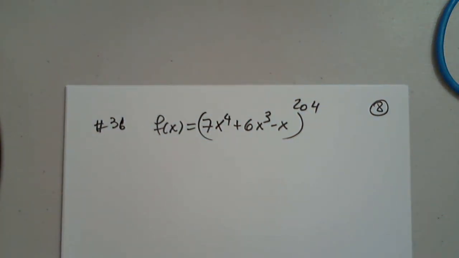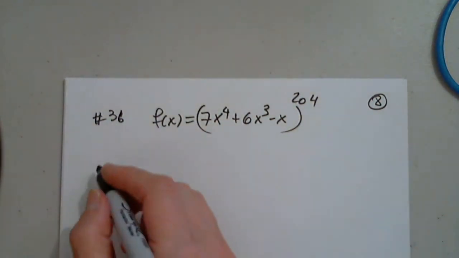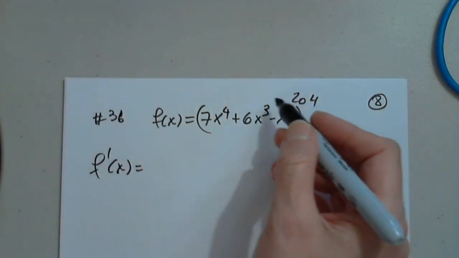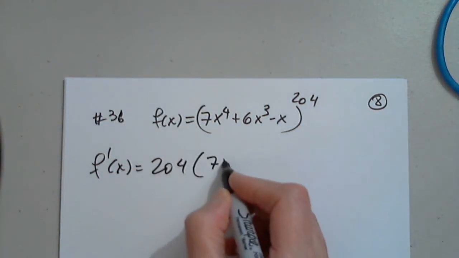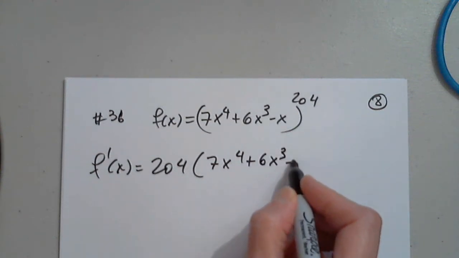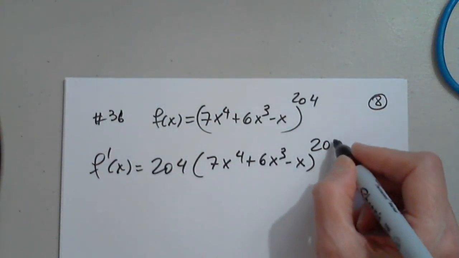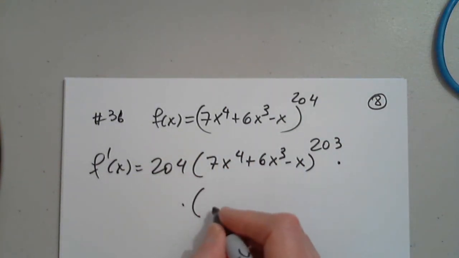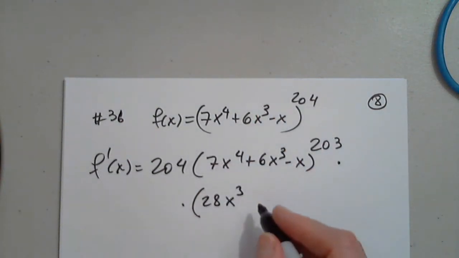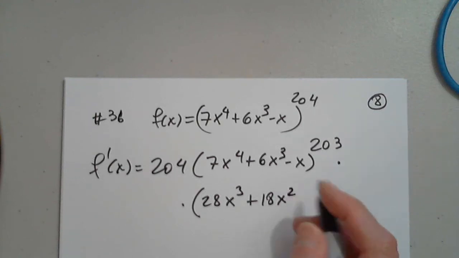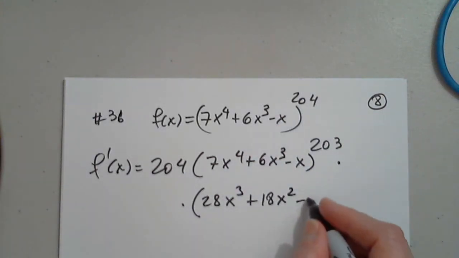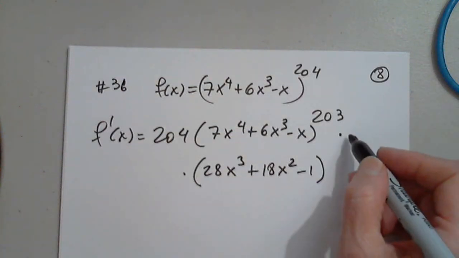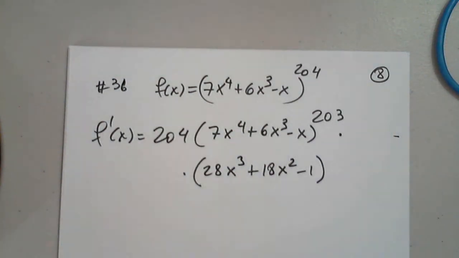I'm going to stop sharing. That's here. There is no problem. Just put the power in front. Subtract 1 from the power and differentiate this. Times, I don't have enough room, so times, right? Bring down 4, 28, x cubed, bring down 3, plus 18, x squared, and the derivative of negative x is negative 1. So this should be right here, continuing. Very good.